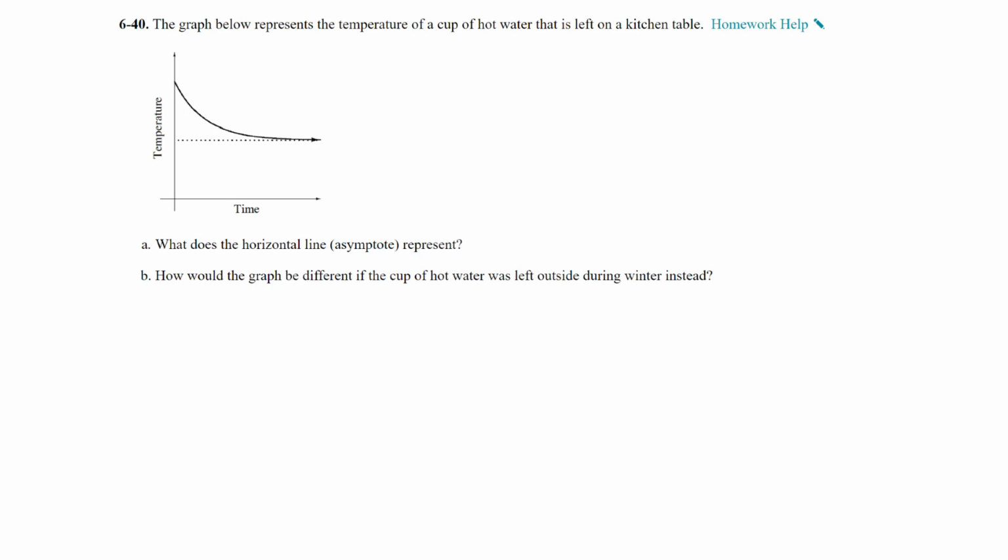Question 40. The graph below represents the temperature of a cup of hot water that is left on a kitchen table. Question A. What does the horizontal line, which is called an asymptote, represent? It's talking about that horizontal dotted line there. As you can see on the graph, the temperature of the water decreases as time goes on, and then eventually it seems to almost stop. Since the cup is sitting on a kitchen table, the temperature is not going to continue to decrease. It will decrease until it hits room temperature, and at that point it stops decreasing. So that horizontal line represents the room temperature; the hot water will approach room temperature but will never cool more than that.